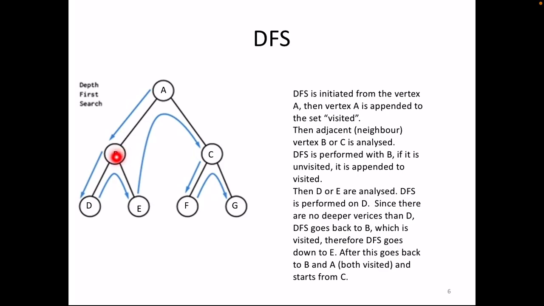So DFS is performed with B. If it is unvisited, it is appended to the visited set, and then we go to D or E. Let's take D, and DFS is performed on D. Since there are no adjacent deeper vertices to D, we come back to B and go to E, and then we come back to C.